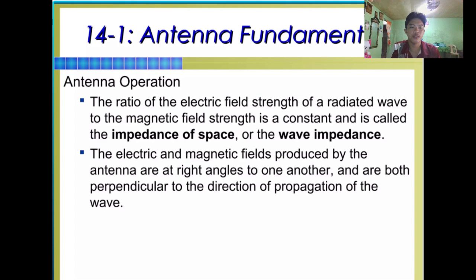Antenna operation. The ratio of electric field strength of a radiated wave to the magnetic field strength is a constant and is called the impedance of space, or the wave impedance. The electric and the magnetic fields produced by the antenna are at right angles to one another and are both perpendicular to the direction of propagation of the wave.